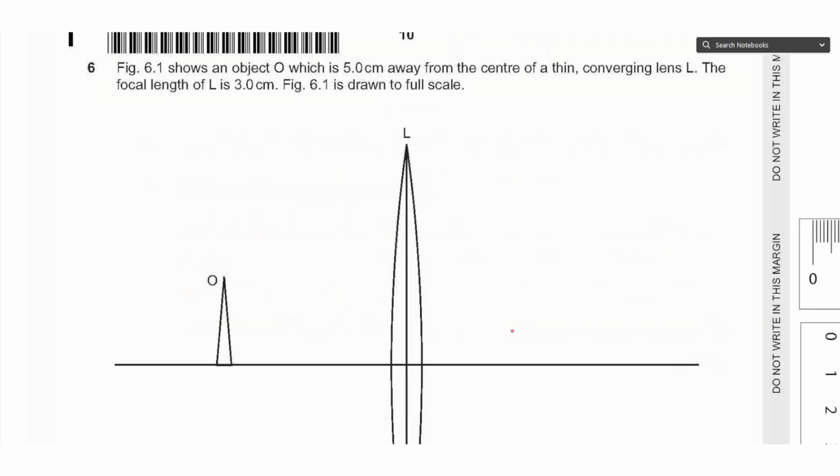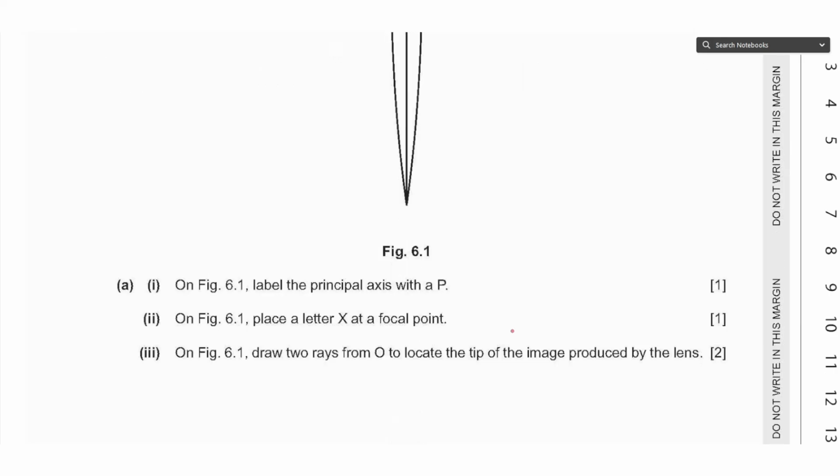Question 6 says figure 6.1 shows an object O which is 5 centimeters away from the center of a thin converging lens called L. The focal length of L is 3.0 centimeters. Figure 6.1 is drawn to full scale. Part A says on figure 6.1 label the principal axis with a P and find the place of the focal point and label it with the letter X.